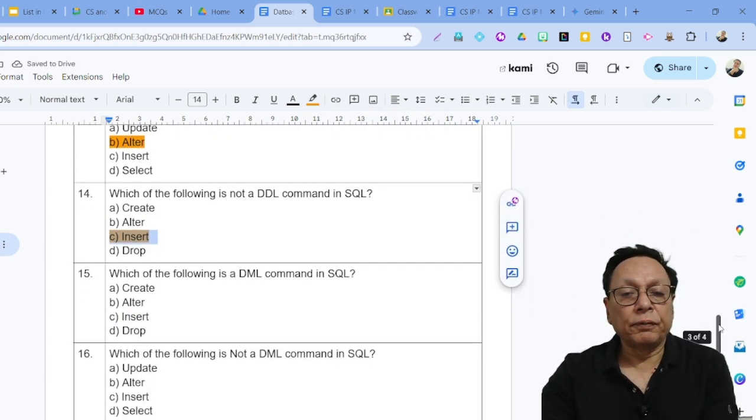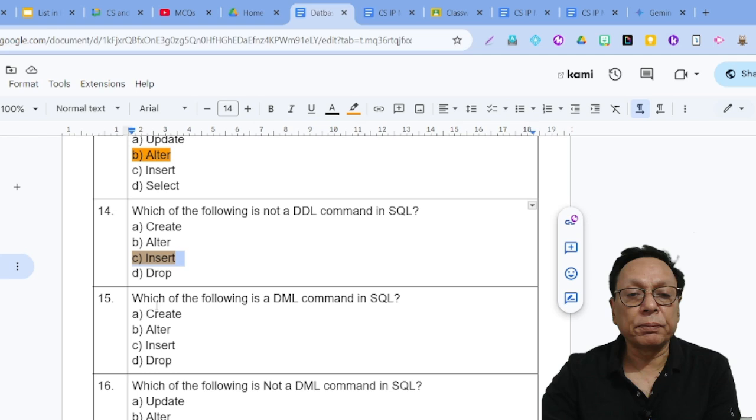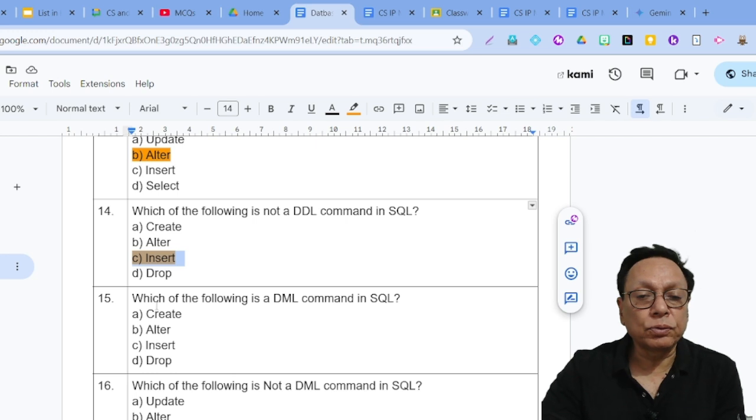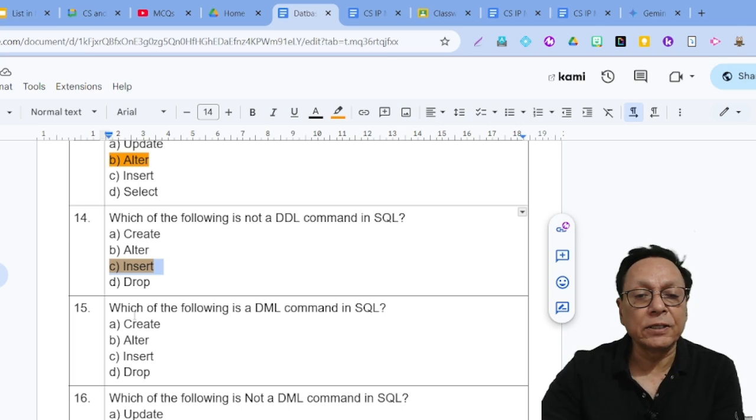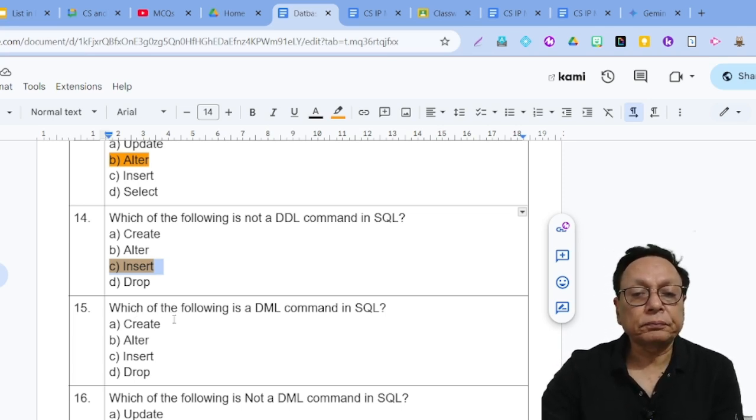Now question number 15. Which of the following is a DML command? Create, alter, insert and drop. Out of these four options, you should go with option C, because insert is the DML command, and that is why you should go with option C.